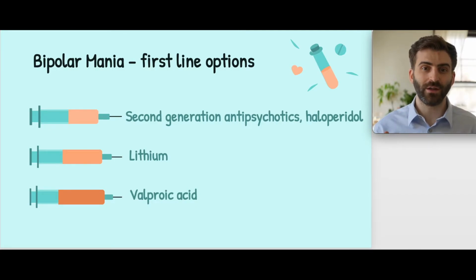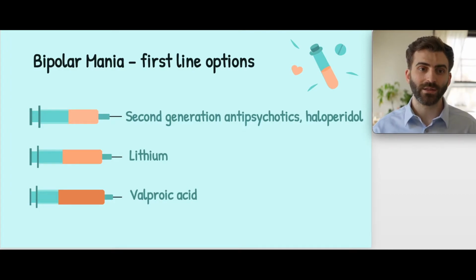Additionally, for more severe or refractory cases, you can use combinations. So for example, you can use a second generation antipsychotic with lithium, or a second generation antipsychotic with valproic acid, and so on.